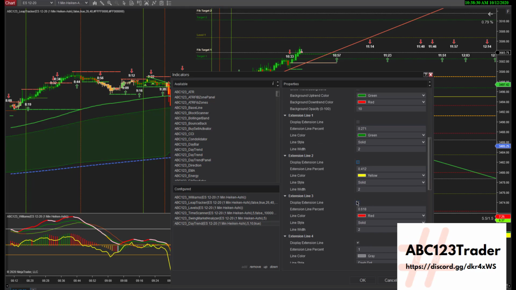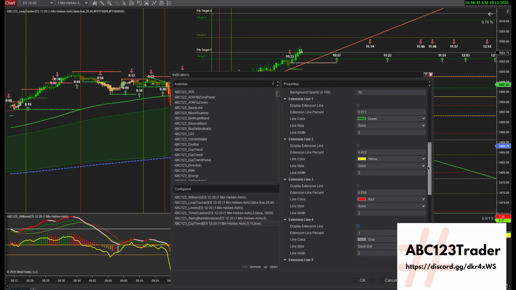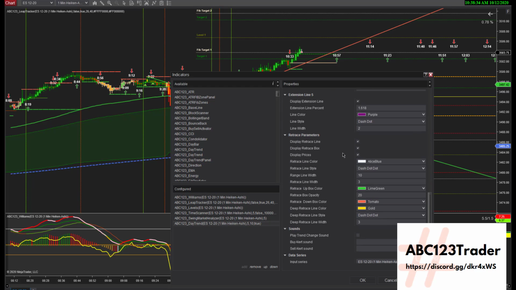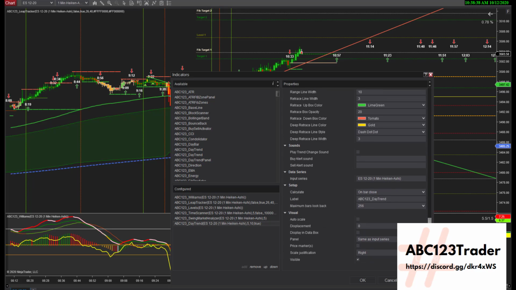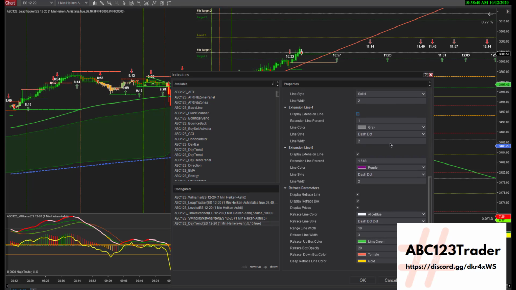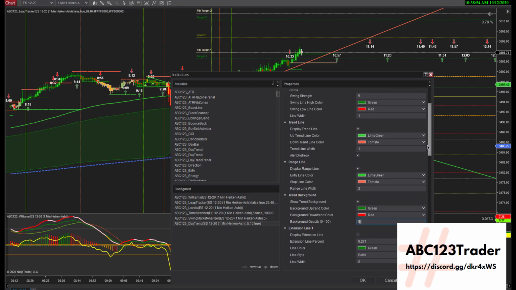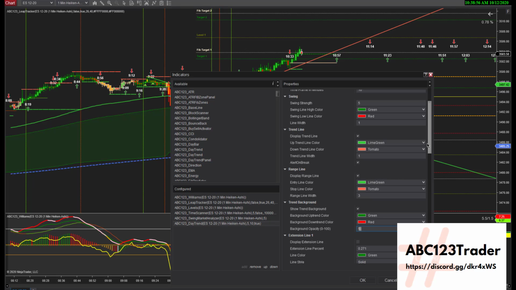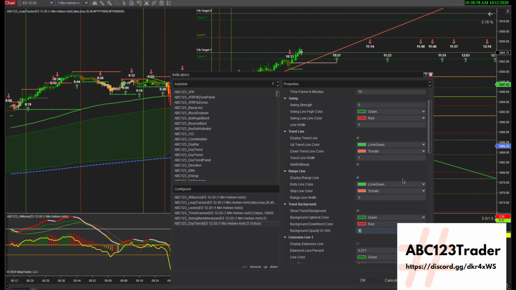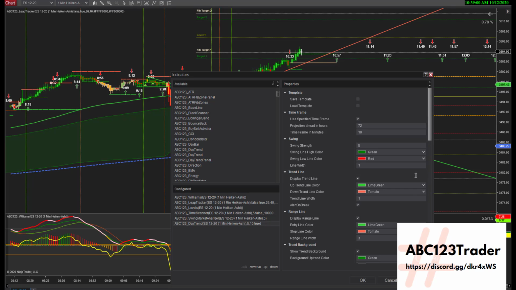We're going to turn off all the Fibonacci extensions. We'll keep the line, box, and prices all together. And this one too. We'll keep the background, but I'm going to put it to 5%. 5% background color. And sure, I'll keep the range line on there.